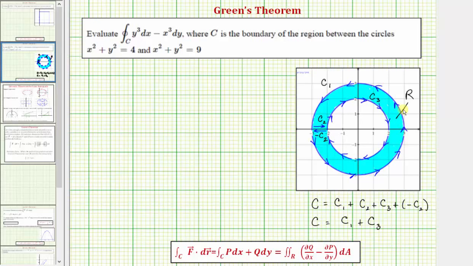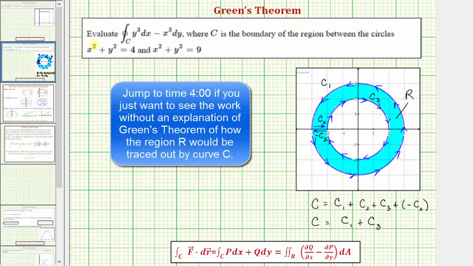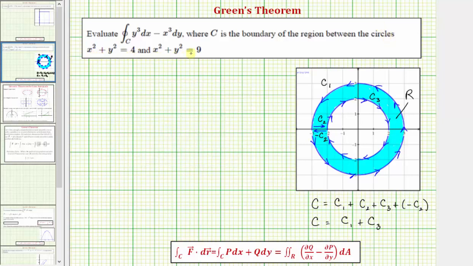Welcome to an example on how to use Green's theorem to evaluate a line integral. We want to evaluate the given line integral where the curve C is the boundary of the region between the circles given by x squared plus y squared equals 4 and x squared plus y squared equals 9. Let's begin by reviewing Green's theorem.